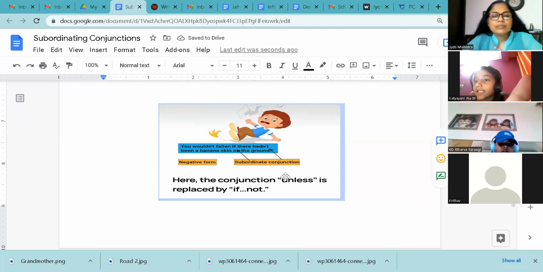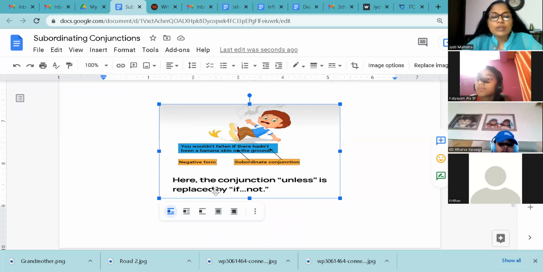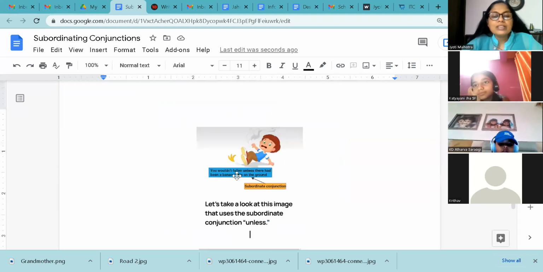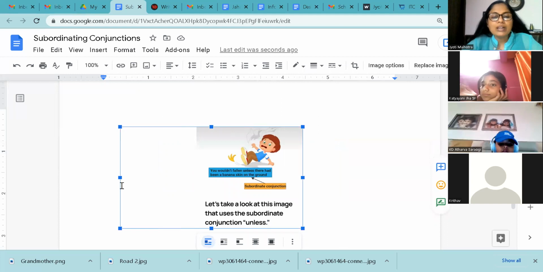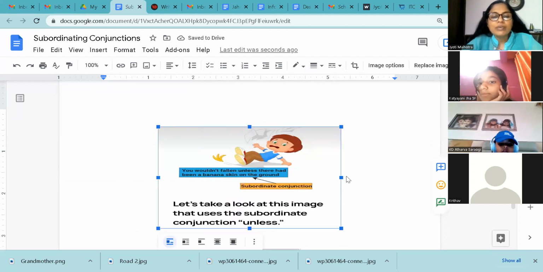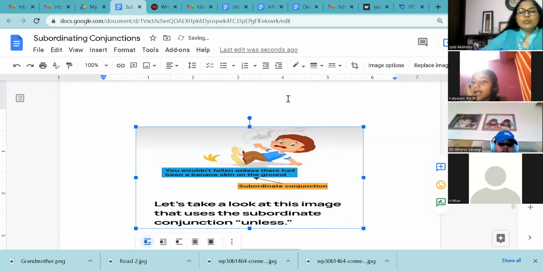You wouldn't fallen if there hadn't been a banana skin on the ground. It should be you wouldn't have fallen. There's an error here. If there hadn't been a banana skin on the ground. Instead of if, you can also use unless. Let's see how we make use of unless. Okay, unless. Read. You wouldn't have fallen. This is a misprint. Unless. You wouldn't have fallen unless there had been a banana skin on the ground.